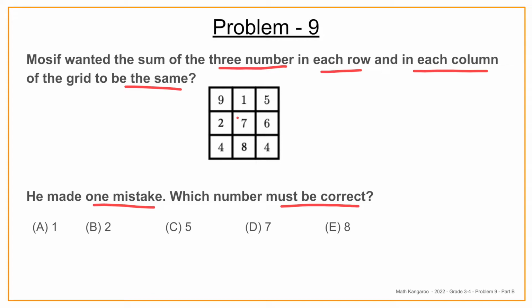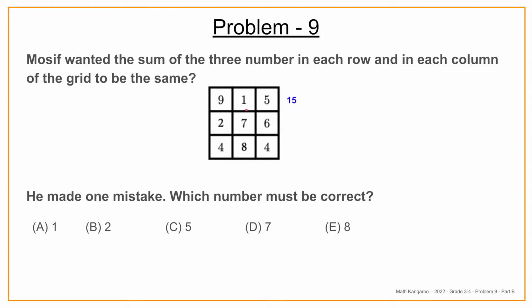Our job is to figure out which number is incorrect so that the sum of the numbers in each row and each column is the same. First, calculate the expected sum for each row and for each column. If Mosif wanted the sum to be equal, the total sum of all the numbers should be the same for every row and column. And if you see a variance, that is the culprit and we must correct that number. So add the first row.